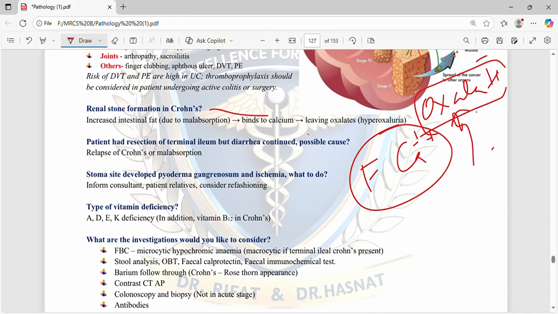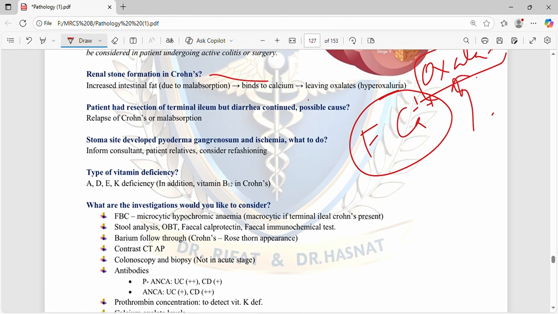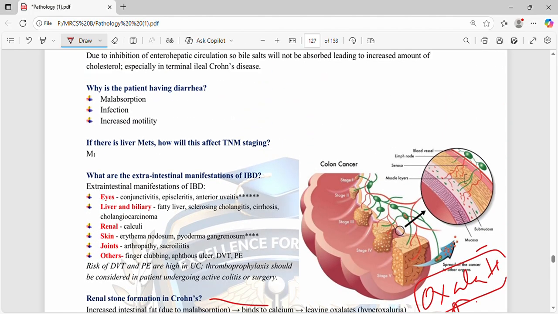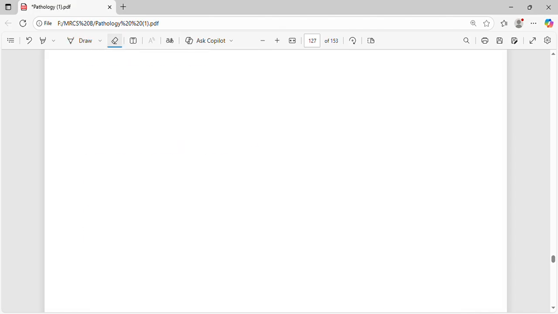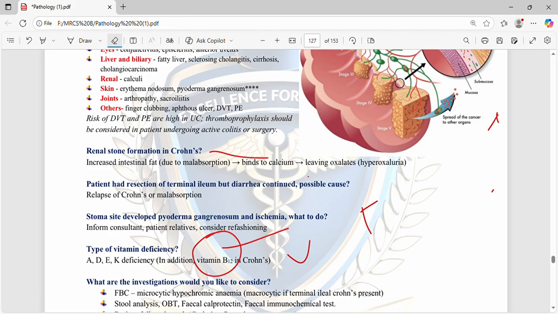Type of vitamin deficiency: the deficiency is of ADEK, the vitamins A, D, E, K. All the fat soluble vitamins are lost, and vitamin D will also be lost. That's why sometimes we get macrocytes in IBD, inflammatory bowel disease, especially in Crohn's disease.